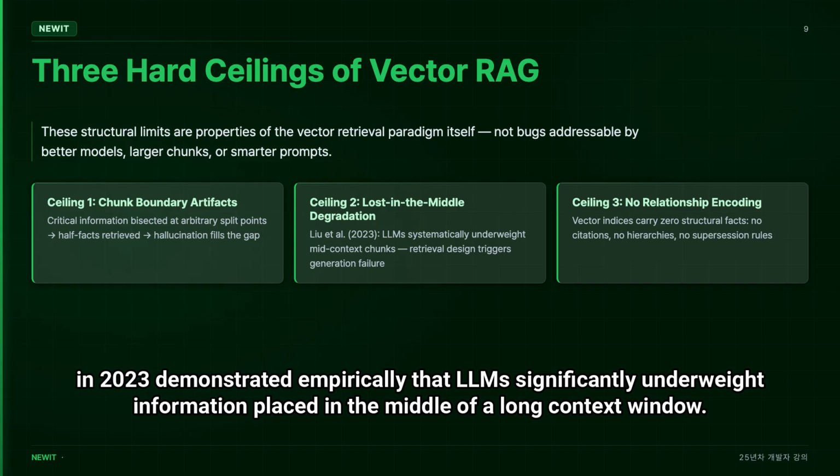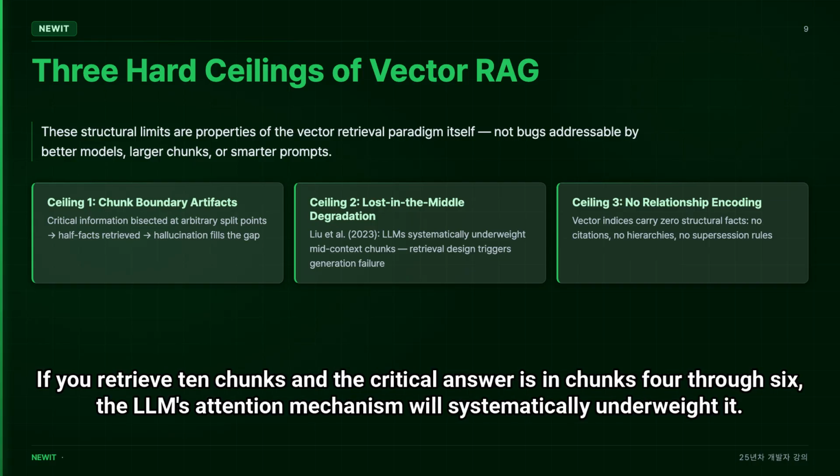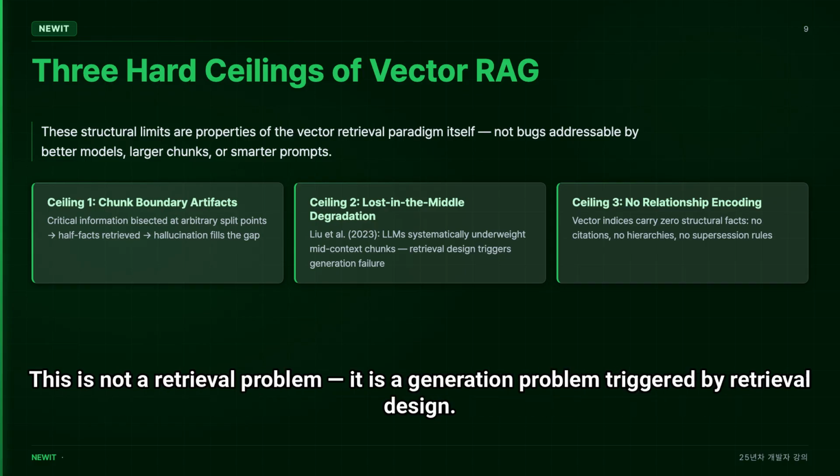In 2023, researchers demonstrated empirically that LLMs underweight information placed in the middle of a long context window. If you retrieve 10 chunks and the critical answer is in chunks 4 through 6, the LLM's attention mechanism will systematically underweight it. This is not a retrieval problem, it is a generation problem triggered by retrieval design.